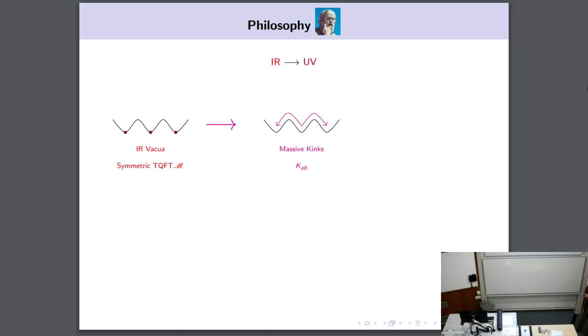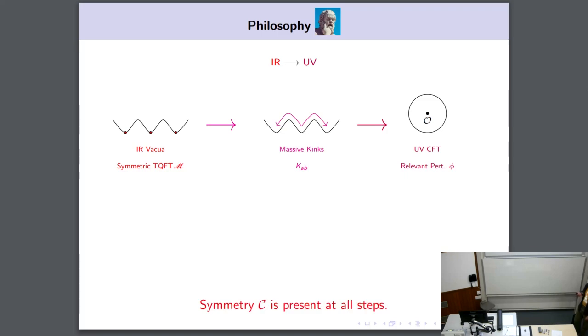But if you have this, in the integrable case, if you have the S matrix, you can do a TBA, so you can actually probe the UV, which is a UV CFT perturbed by some relevant operator. In that case, some work in progress is to find out new conformal data starting from the S matrix for symmetric theories. Okay, and just to let you know that the symmetry is present at all steps. So in the IR it acts on the vacua, it acts on the kinks, which I will explain how it acts, and then it's the symmetry which is preserved by the relevant deformation in the UV.